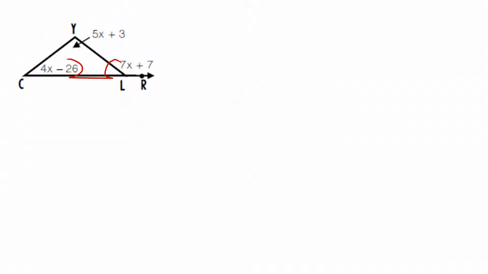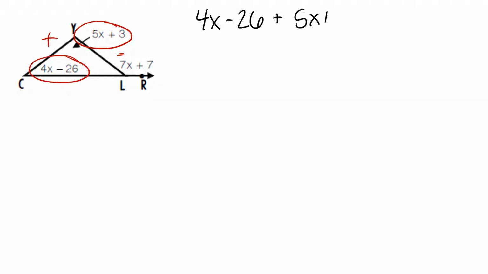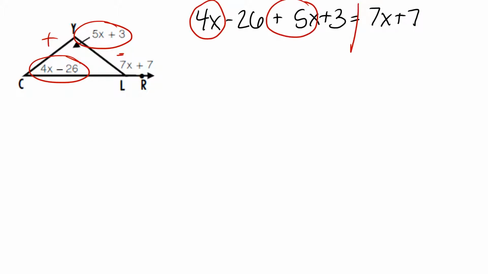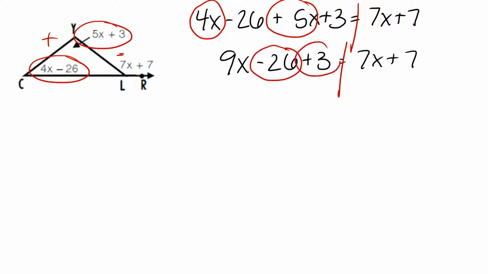Same pattern and formula of solving our problem is to add the two inside angles to equal the outside angle. So we take our 4x minus 26, we add it to the 5x plus 3, and it's going to equal the 7x plus 7. To combine like terms, 4x plus 5x is going to give us 9x. Bring everything else in the problem down. Still combining like terms, negative 26 plus 3 is going to give us a negative 23. Bringing everything else in the equation down.